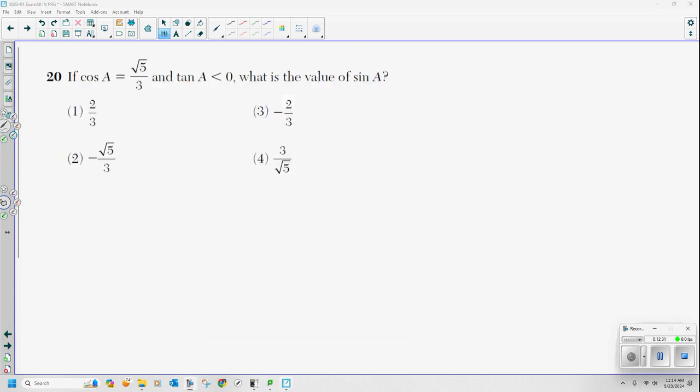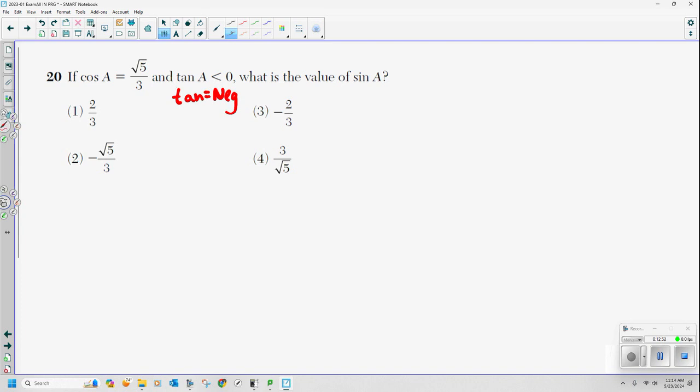Number 20, cosine, trigonometry. A is for awesome. The cosine of A equals radical 5/3. And the tangent of A is less than 0. This right here is telling me that tangent is negative if it's less than 0. What is the value of the sine of A?